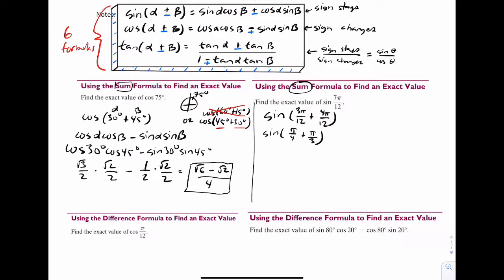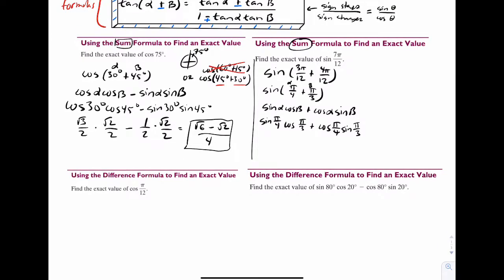Sine alpha, so again, think of that as alpha and beta. Sine alpha cosine beta plus cosine alpha sine beta. And again, once you're good at this, you can skip that step. I just like writing it out. So that would be sine pi over 4 cosine pi over 3 plus cosine pi over 4 sine pi over 3. Now we just evaluate.